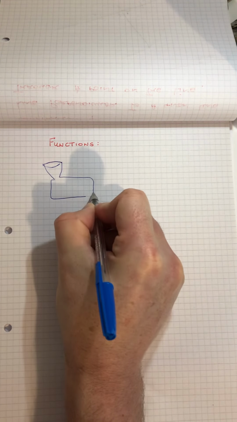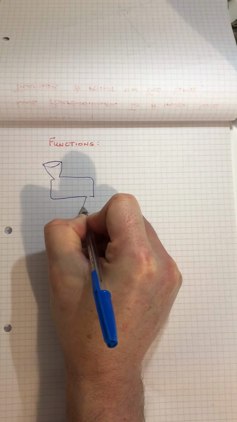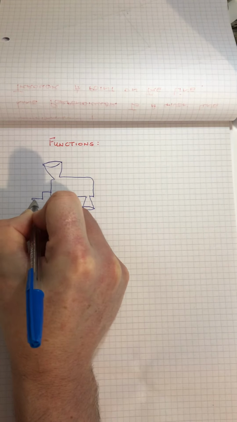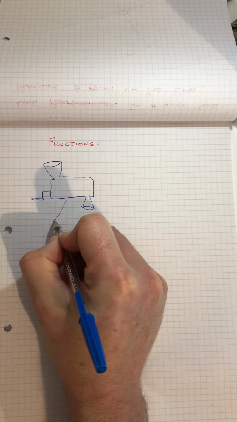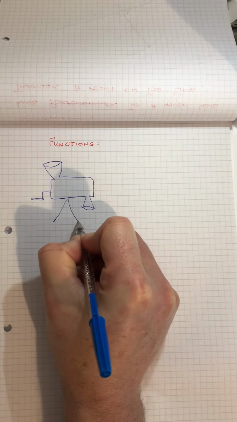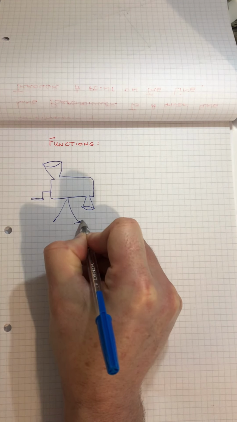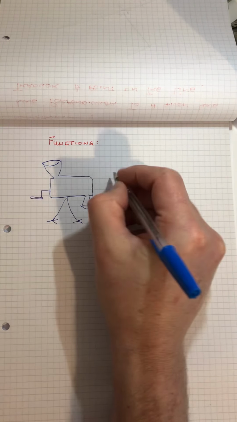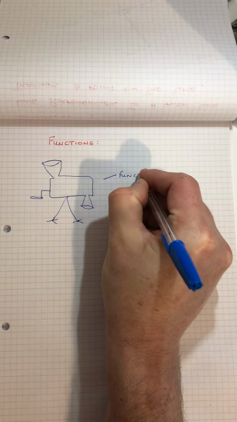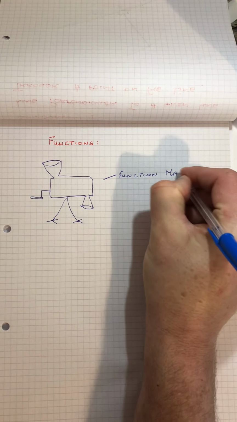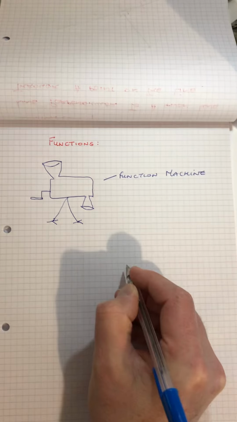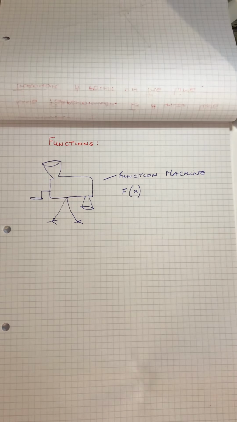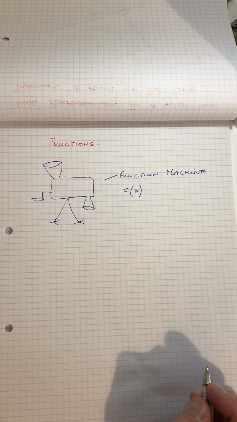Okay? And then out at the bottom. Here's a little handle. And here's my legs. Okay? So, this is a function machine. And because it's a function machine, we use the letter F to denote a function. Okay? So you'll see f of x quite a bit.